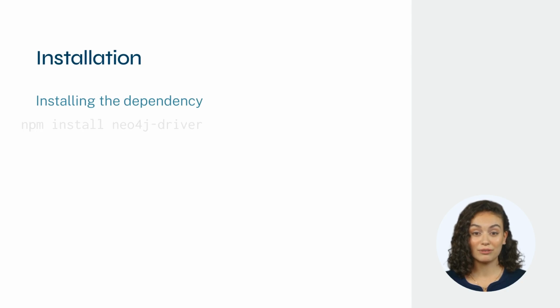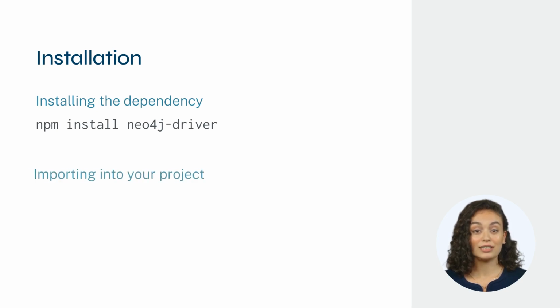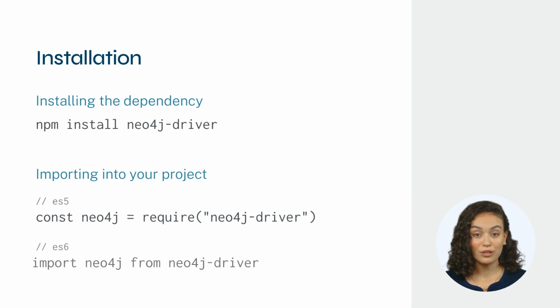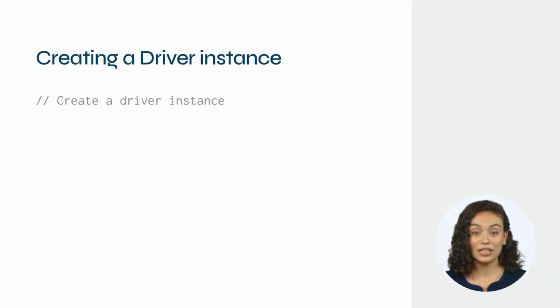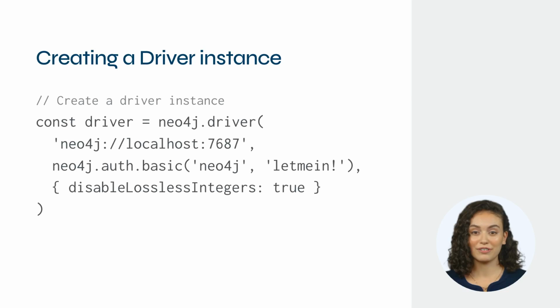You can install the Neo4j JavaScript Driver as a dependency in your project by running the npm install neo4j-driver command. Once the dependency is installed, import the neo4j object into your code using the require function in ES5 or the ES6 import syntax. The neo4j object contains a driver function, which accepts database credentials and returns a new driver object.